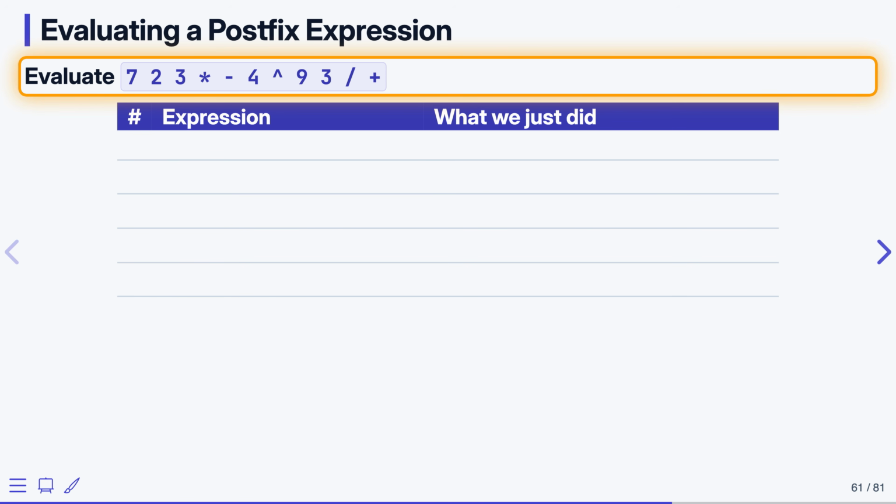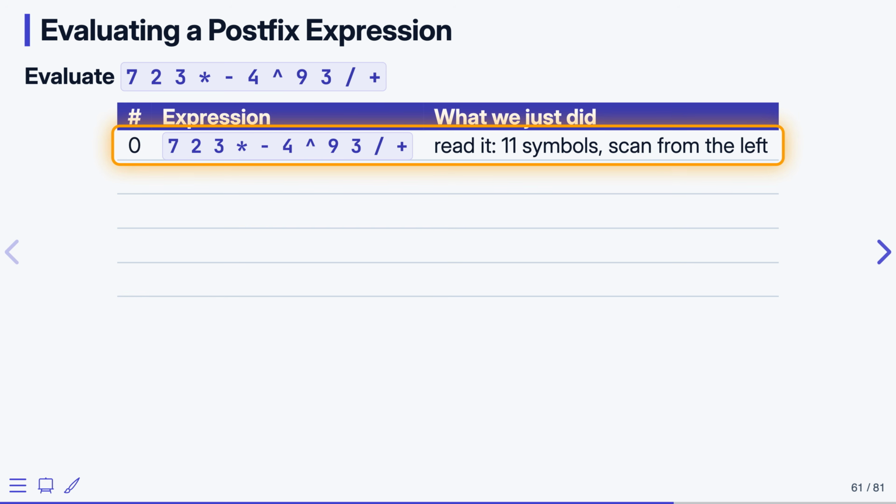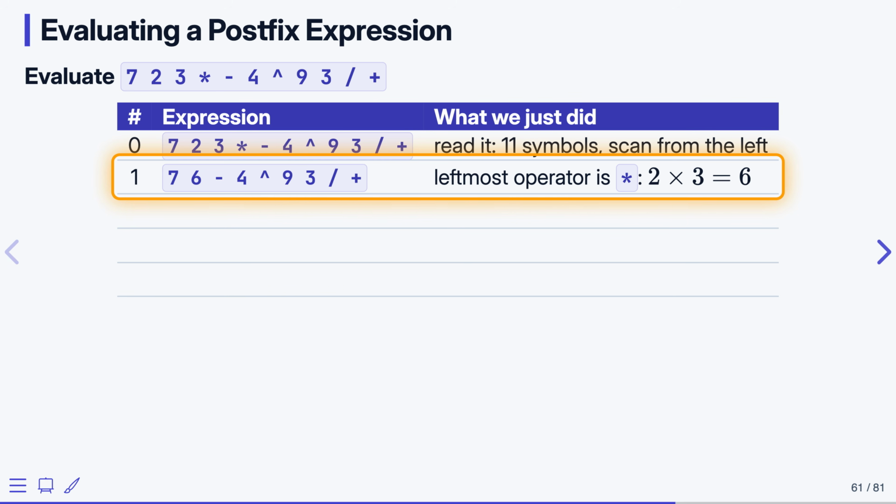Now the same job for a postfix expression. Step 0. Read it first. 11 symbols again. This time we scan from the left and stop at the first operator that has two numbers just before it. Step 1. The first operator we meet is the star. The two numbers before it are 2 and 3. 2 times 3 is 6.